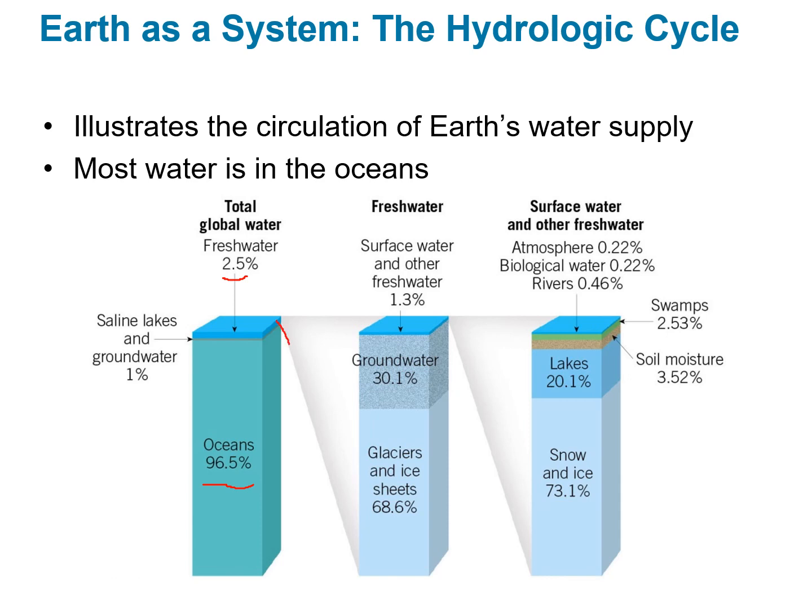And if you break that 2.5% down, most of that freshwater is locked up in glaciers and ice sheets. About 30% of that is groundwater, and only 1.3% of that is surface freshwater. If you take that surface freshwater, most of it is snow and ice, snowpack, and mountain ranges. About 20% is lakes, and rivers only make up about 0.46% of that water.